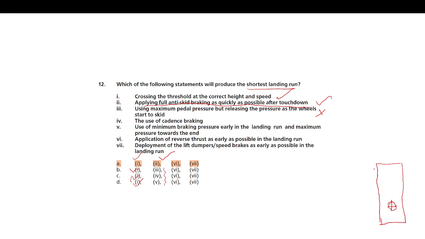No. The use of cadence braking? No. Something we don't know about. So definitely it is not important. Use of minimum braking pressure early in the landing run and maximum pressure towards the end? We don't think so. Application of reverse thrust as early as possible in the landing run? True. Deployment of lift dumpers, speed brakes as early as possible in the landing run? Definitely it is true. So A is the correct answer.